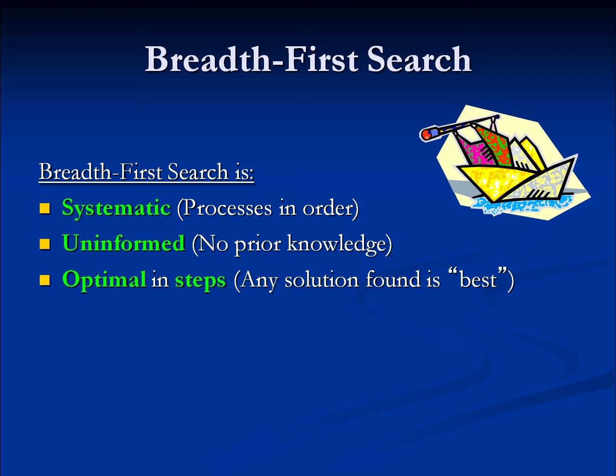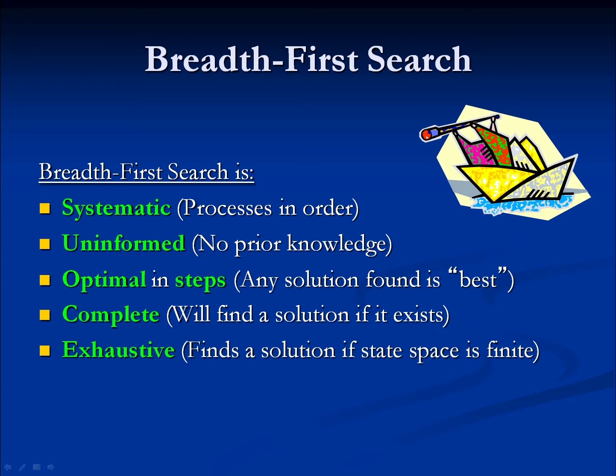Breadth first search is also a complete search, which means that it promises to find a solution if one exists. And finally, it is an exhaustive search because it will also find a solution if it exists in a finite state space. Now, all of these words seem pretty similar, and there is a relationship between them.